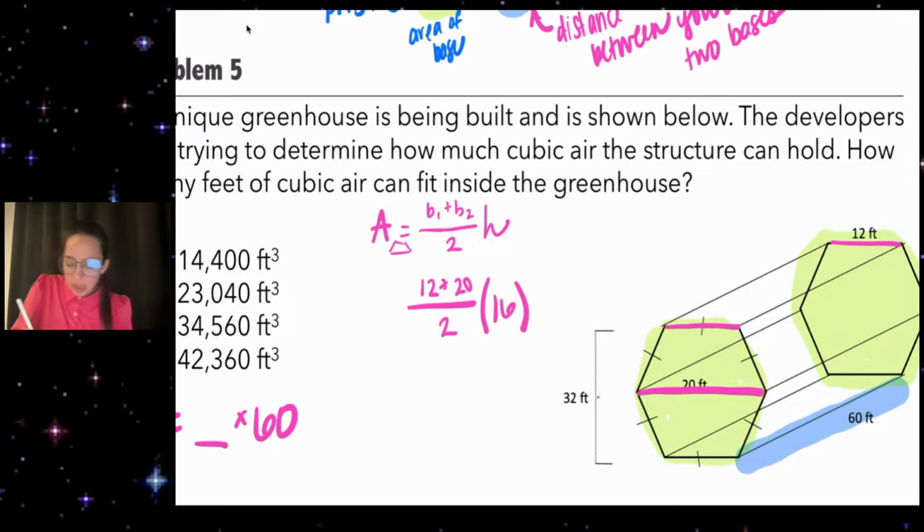How do I know that? Because from the top of the hexagon to the bottom of the hexagon is 32. If I cut that in half, that's the perpendicular height of the trapezoid, which is 16. So 12 plus 20 is 32. There goes my iPad again. Third time's the charm, y'all, right? 32 divided by 2 is 16. And then 16 times 16 is 256.